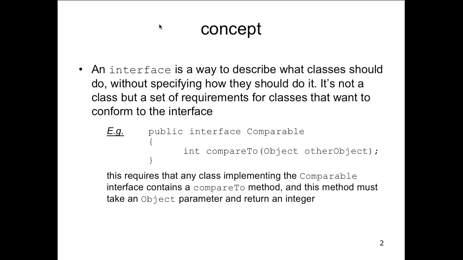So we have public interface Comparable. So instead of saying public class Comparable, we're saying public interface. So we're not creating a class, we're creating an interface. It goes in a separate file called Comparable.java. And this particular one requires that any class that's implementing the Comparable interface contains a compareTo method. Here's the method right here.